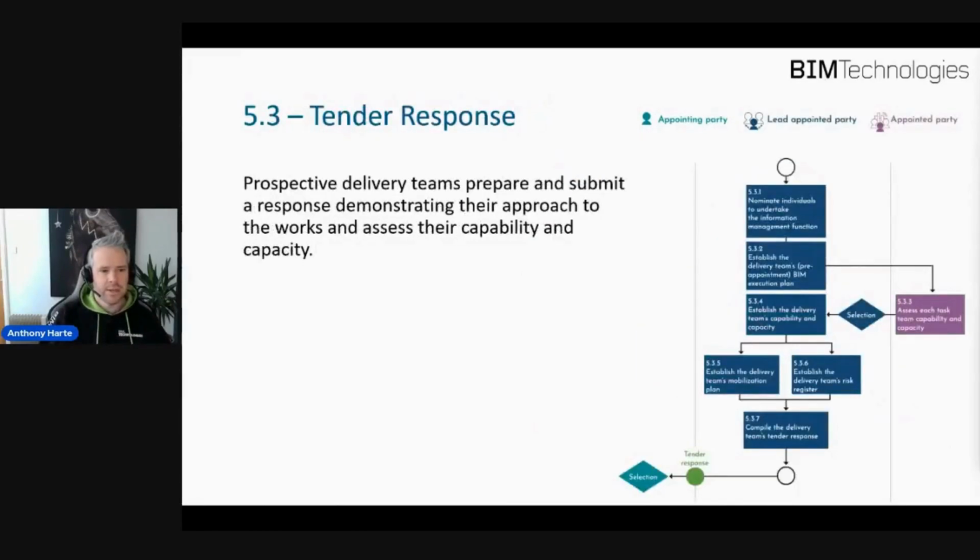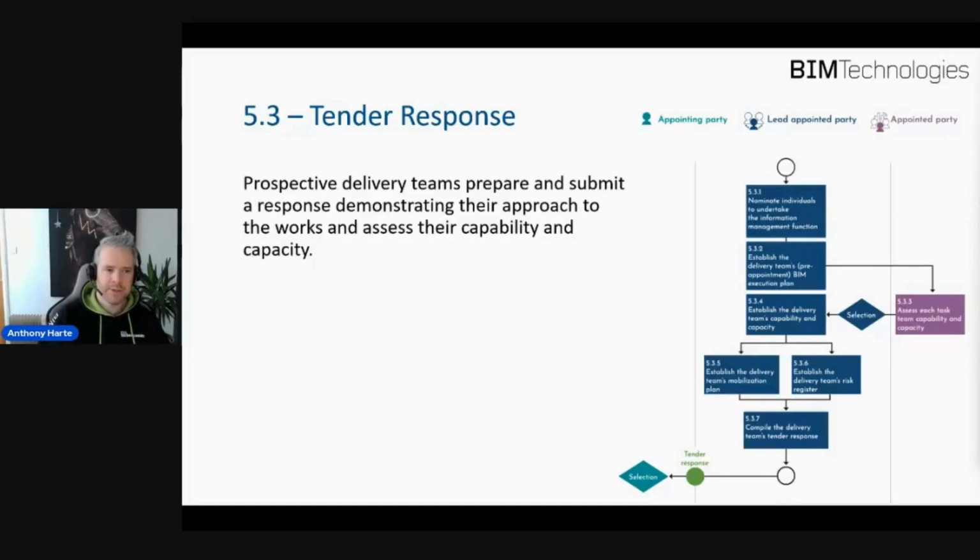Next on is the tender response. So this is looking there at preparing and submitting the response to that tender request and assessing capability and capacity. So there's a lot of talk about capability assessments within the ISO, making sure that the companies that are bidding for the project have been suitably assessed, that they can deliver BIM projects, and if there's any gaps as well in their tender response, should we look to upskill those companies if we want to select them, or should we select a company that's more skilled and knowledgeable in those particular areas?